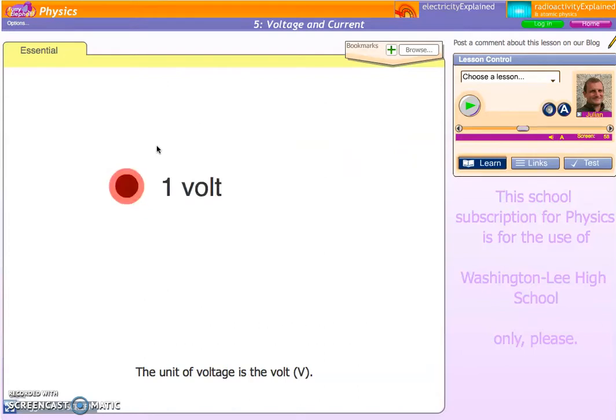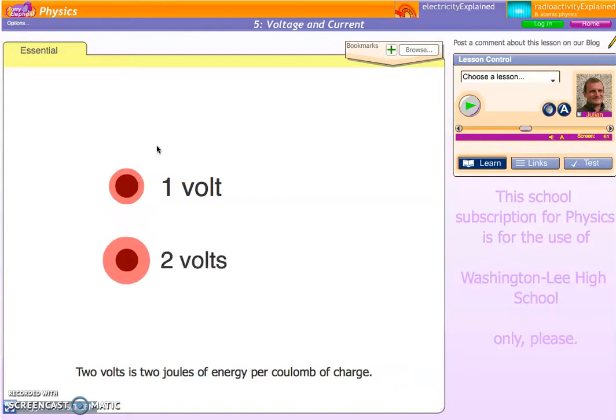1 volt. The number of volts tells you the number of joules of energy that each charge has. In other words, 1 volt is 1 joule of energy per coulomb of charge. 2 volts is 2 joules of energy per coulomb of charge.